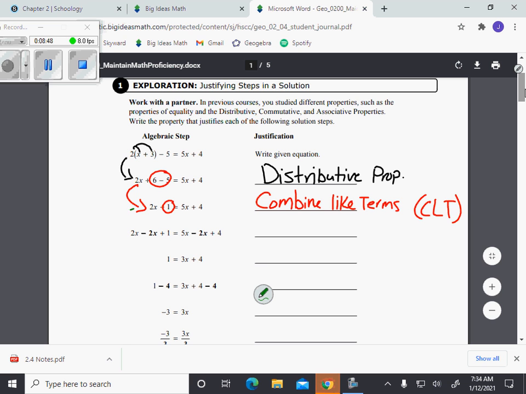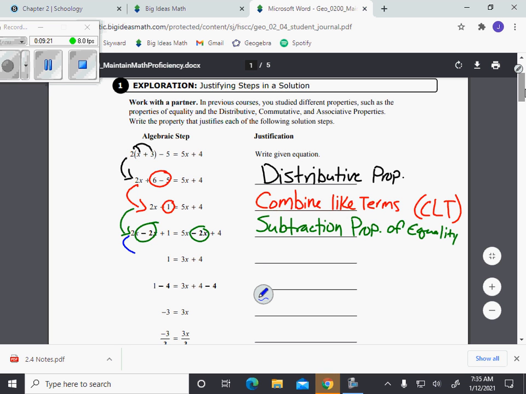What do we do from that step to this step? Looks like we're subtracting 2x from both sides. Okay, what's that called? That's a subtraction property of equality.